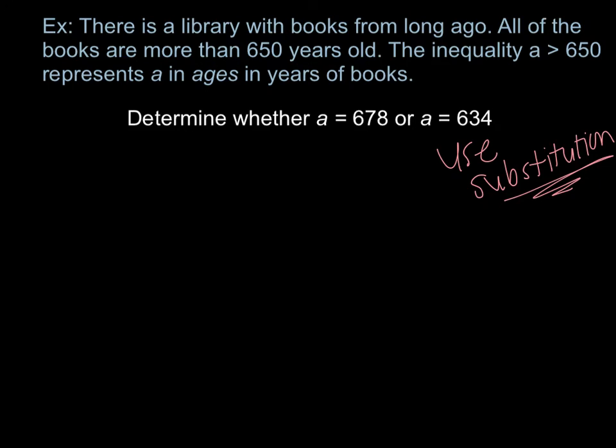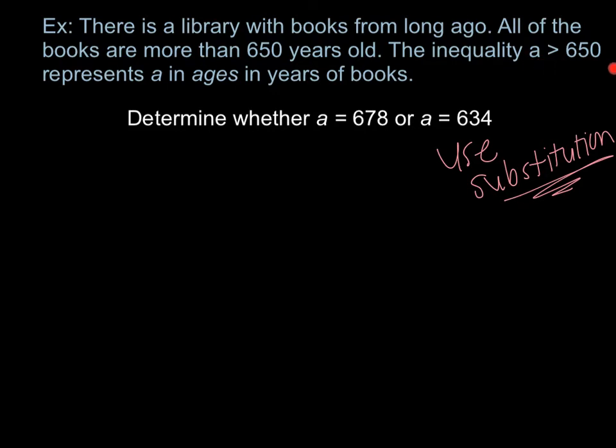So here's our first example. There is a library with books from long ago. All of the books are more than 650 years old. So this inequality, A is greater than 650, represents A in ages and years of books. So all of them are more than 650 years old. You're not going to have a book that's only 3 years old. That would be less than 650. So A could not equal 3.